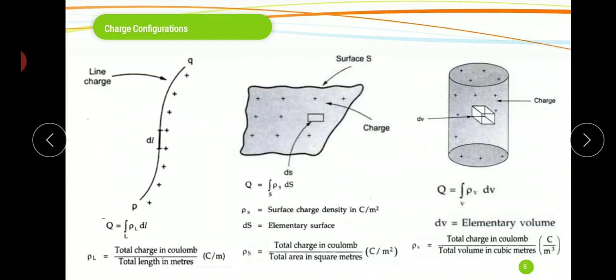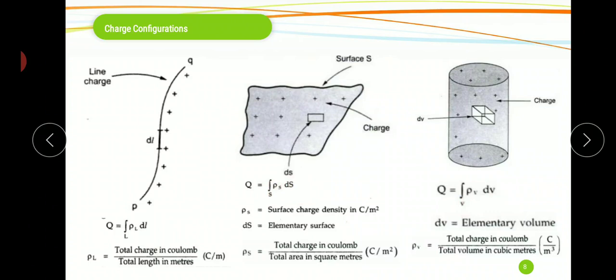here these are the line charge distribution. So this is the line charge distribution, and this is a surface charge distribution, and this is a volume charge distribution. In the case of line charge distribution, let us take the smallest length, that is a differential length, indicated by the letter dl. Here we have to discuss new terms. They are rho l, rho s, and rho v.